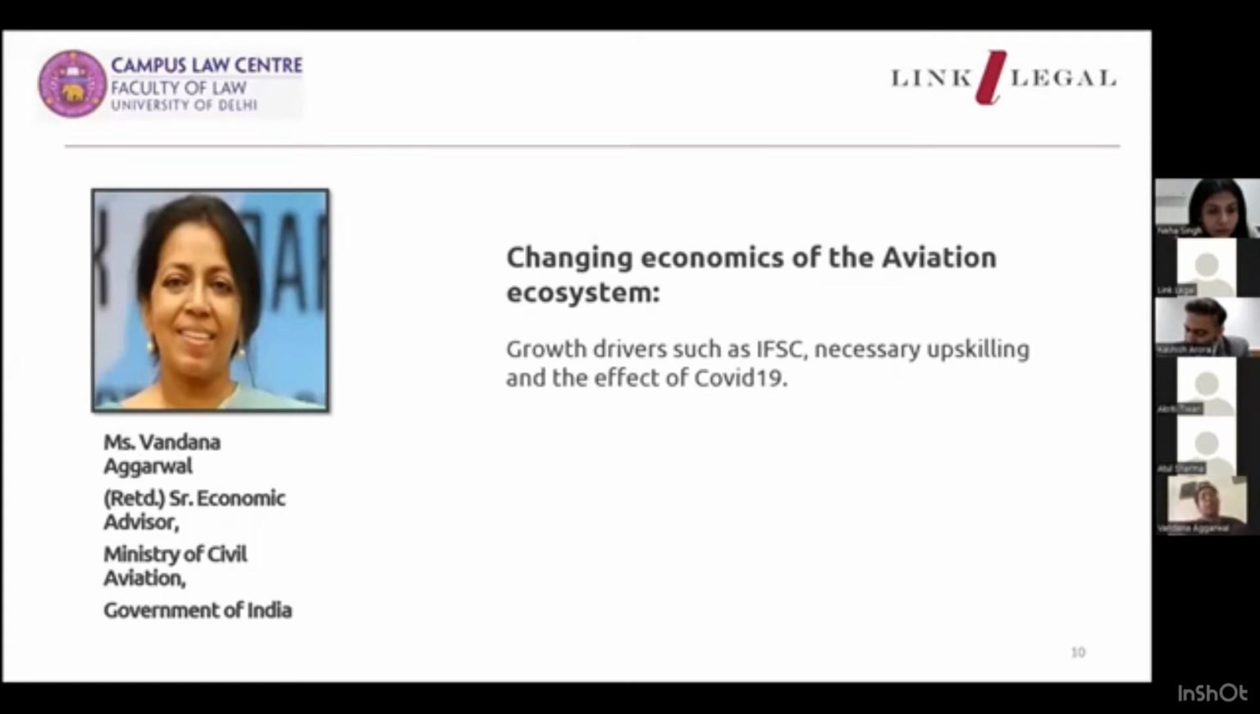SpiceJet was the first one to go with 5 freighters. And during COVID, I'll talk about that, they were literally the lifeline in providing the essential goods movements, the medicines movements, the vaccine movements, and so on and so forth. And thank God we moved for a very good national air cargo policy, which enabled our airlines to lease dedicated freighters. Then air navigation and air traffic management.